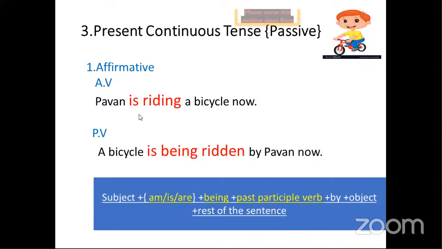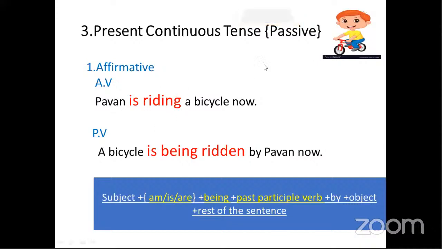Pawan is riding a bicycle now. Right, how are you going to identify that this is a present continuous tense? Because of the structure. I'm going to highlight the present continuous tense, the active voice sentence, because in the active voice structure, it is am, is, are plus the gerund form. Gerund means the ing form.